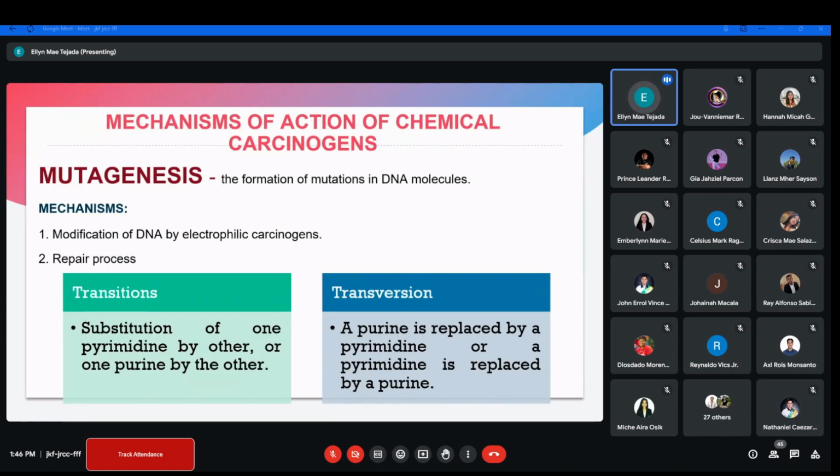However, when transversion occurs, a purine could be replaced by a pyrimidine. So it is no longer a substitution, but already a replacement. If transversion occurs, let's say for example, the adenine is replaced by thymine, or the guanine is replaced by cytosine. So we all know that they do not go along together, so they are being replaced. Let me show you an illustration.